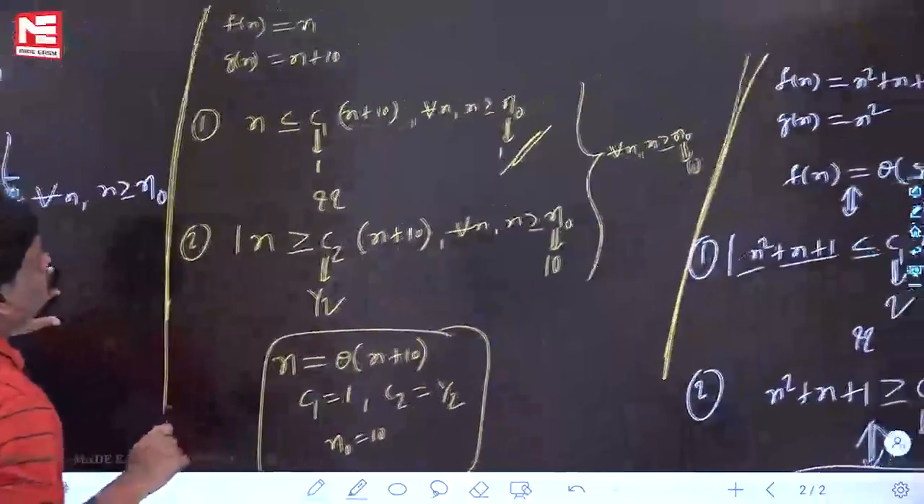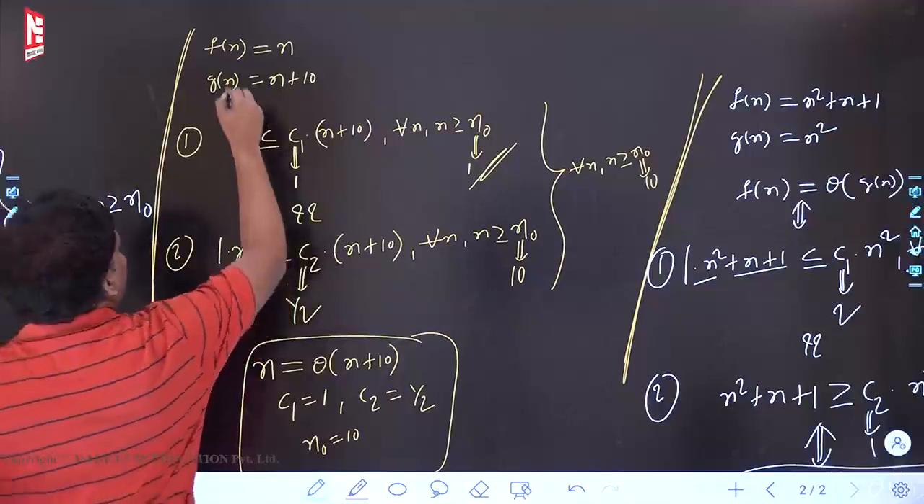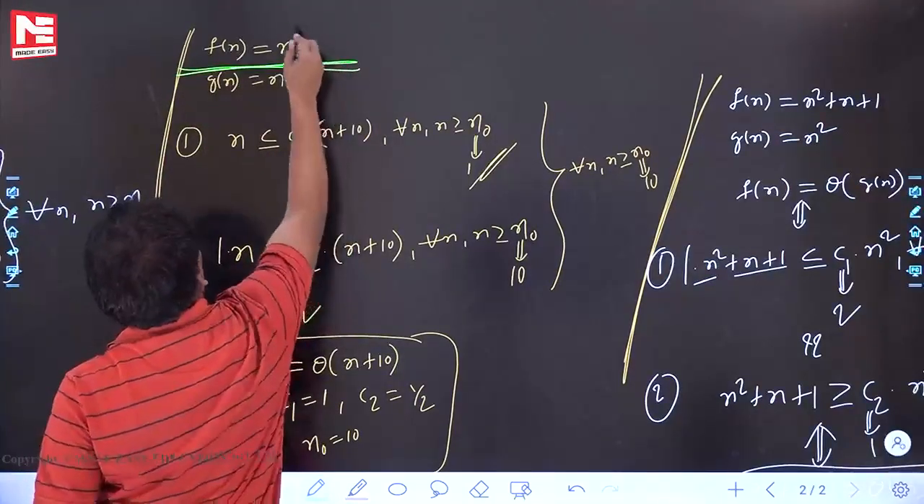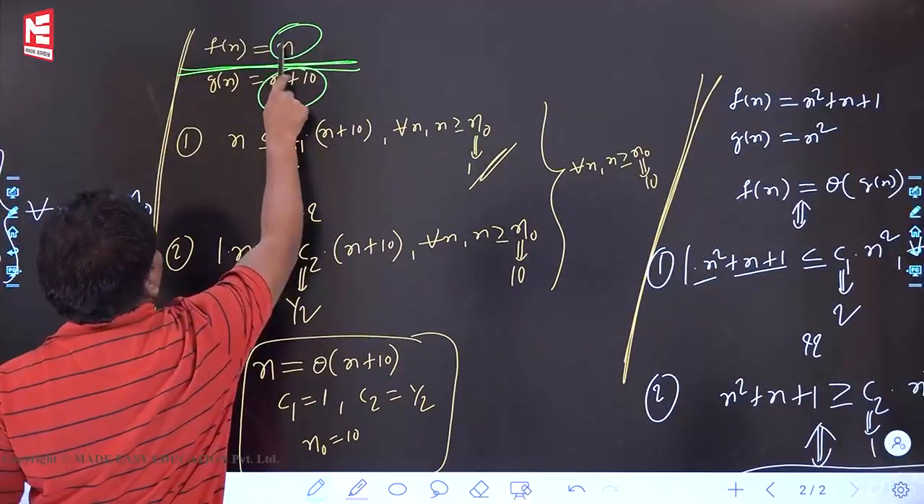Big O and omega both possible, then theta possible. Some people are asking when it is possible. Between these two functions, big O is possible and omega is possible. When this is possible, what is the answer? Very simple: between these two, theta is possible.